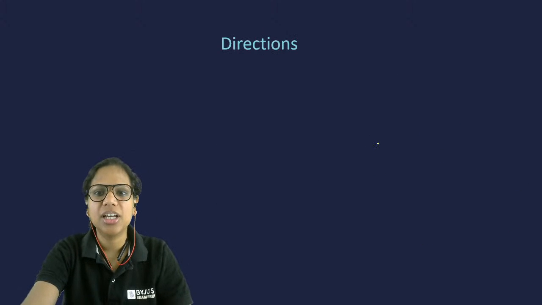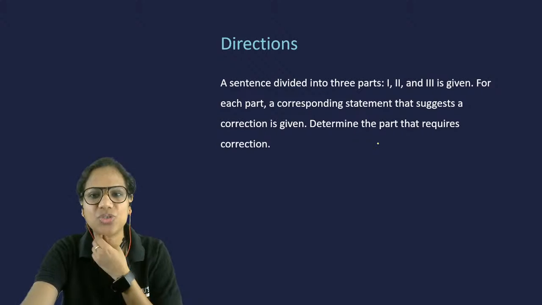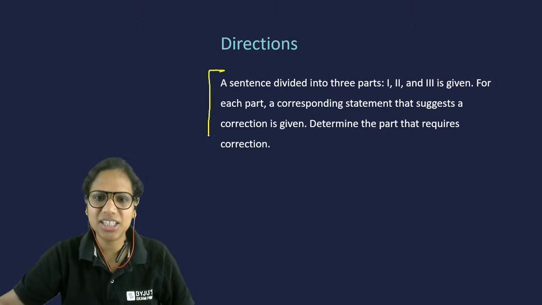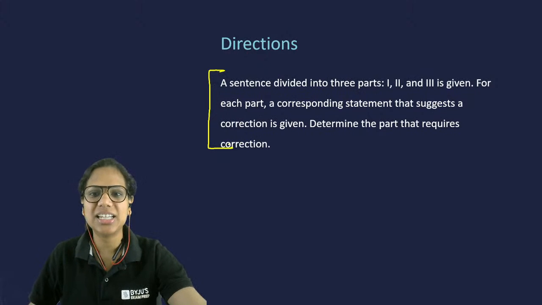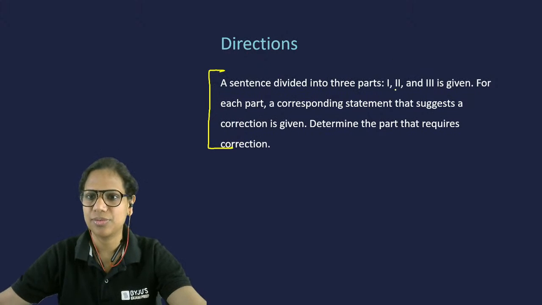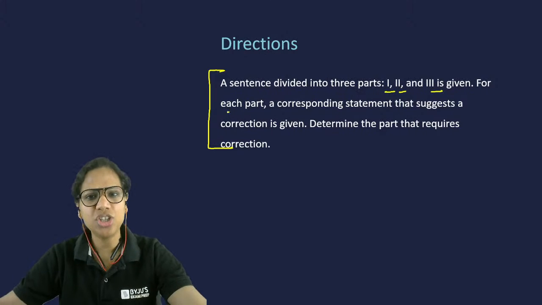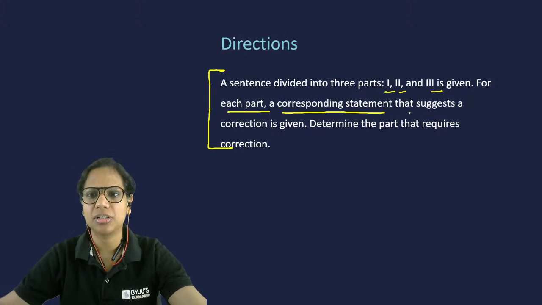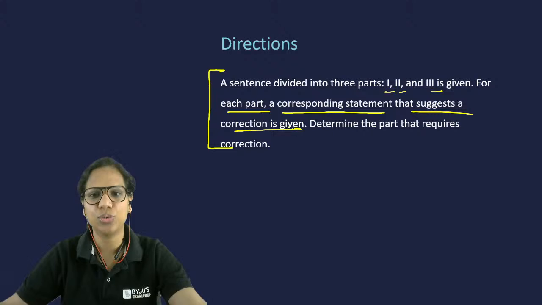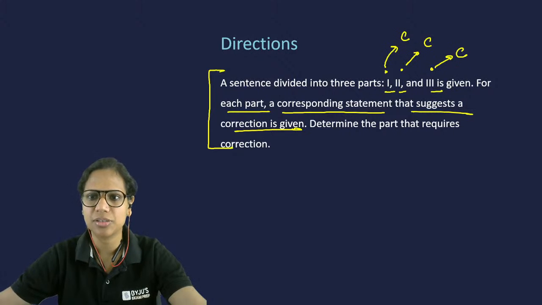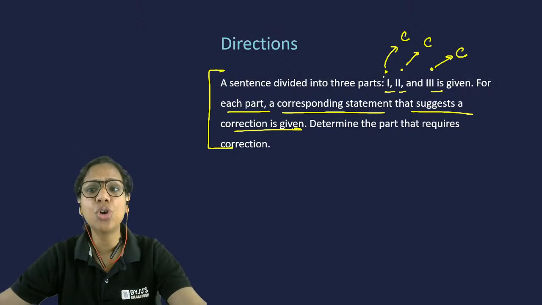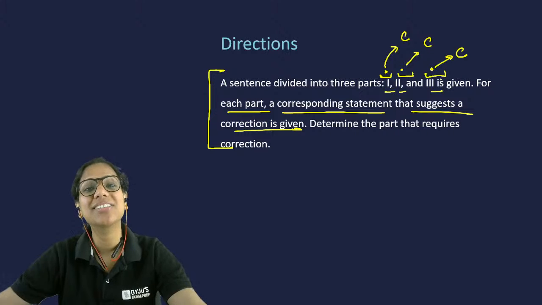Okay. Now, an interesting question type for you. Read the instructions very carefully. A sentence is divided into 3 parts, 1, 2, and 3. For each part, a corresponding statement that suggests a correction is given to you. So, I've given you 3 fragments and I've also given you the correction statements for these 3 fragments. But it is not essential that each part requires a correction.